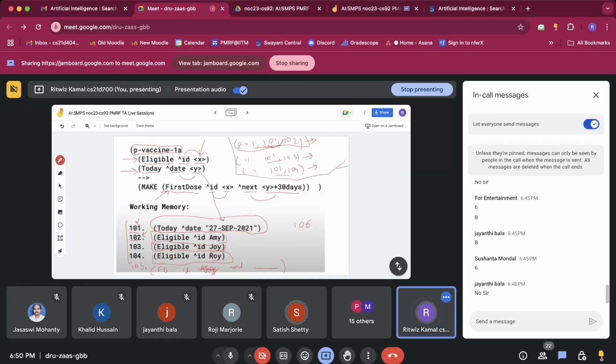So at the stage of selection of the pair itself, we are having different possibilities. And depending on which possibility we want to go ahead with, we will supply only that value to eligible ID X and today date y.